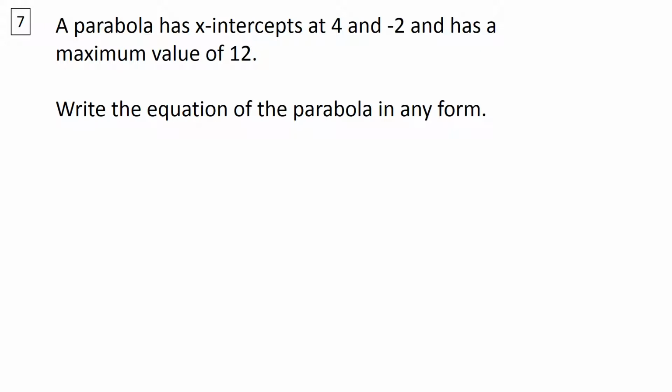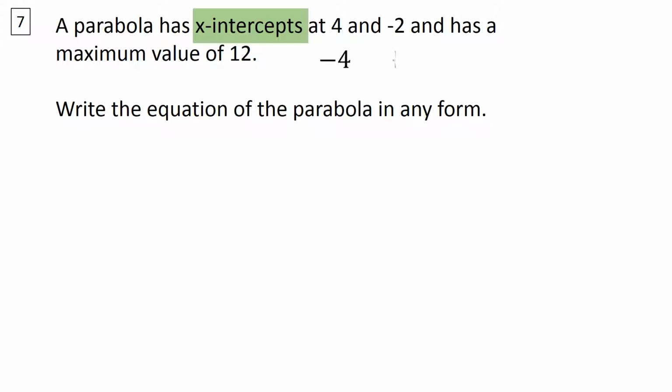Number 7, the last on this worksheet. A parabola has x-intercepts at 4 and negative 2 and has a maximum value of 12. Write the equation of the parabola in any form. Well, there's 2 good forms for us to work with based on the information they gave us. The most obvious one to me, since they gave us both x-intercepts, I'm thinking I want to do a factored form. Because if those are my x-intercepts, I want to use the fact that x is lie.